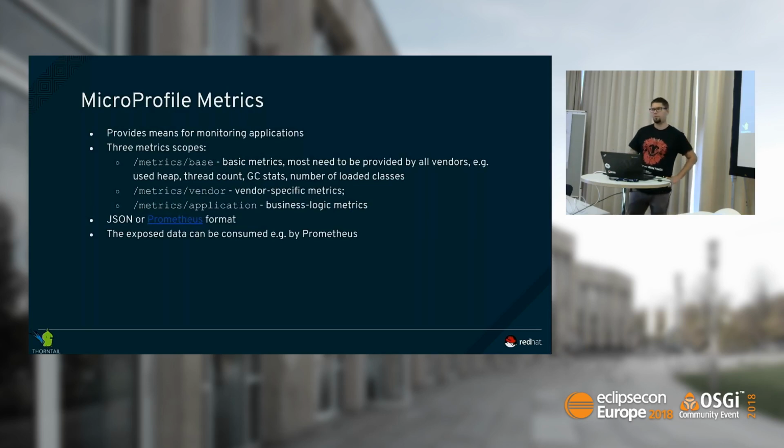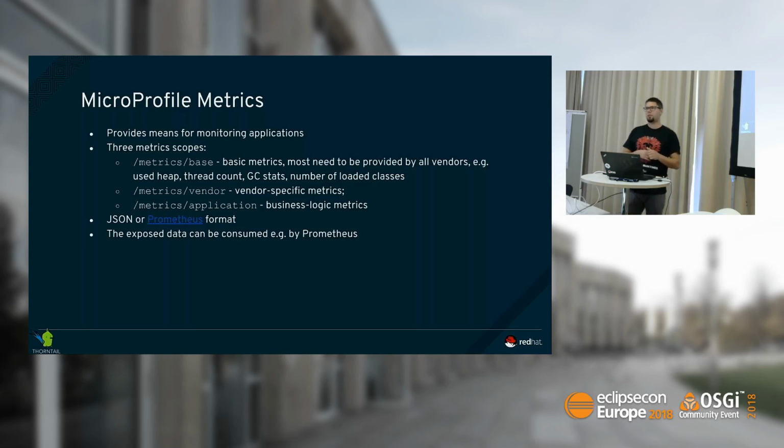Another thing is MicroProfile Metrics. This is for checking out what's going on in your application. Metrics are exposed on the /metrics endpoint. By default, there are two metric scopes. One is base. Every vendor has to provide a set of basic metrics like garbage collector stats or thread count. There are also vendor-specific metrics that go under vendor scope. And if you define your own metrics, they will go into /metrics/application.